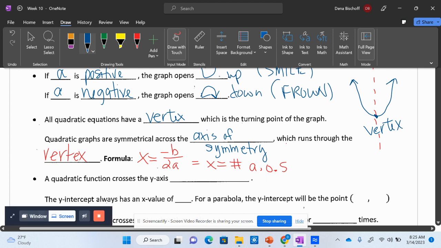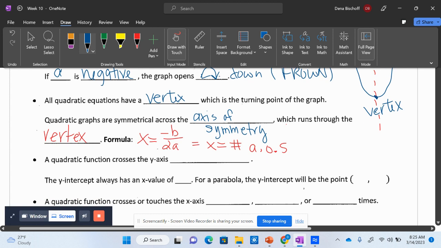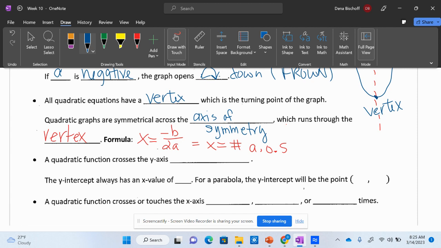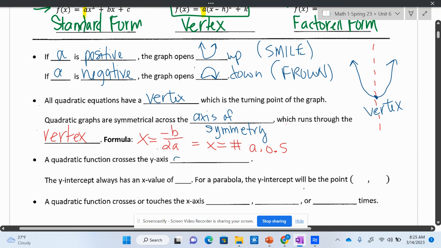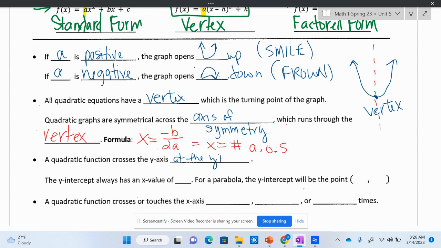Okay. We know that a quadratic function crosses the y-axis at the, what's it called when a graph crosses the axis? It's called an intercept. So it crosses the y-axis at the y-intercept. Okay. Says that the y-intercept has an x value of what? If I'm crossing the graph on the y-axis, what's my value of x? 0.